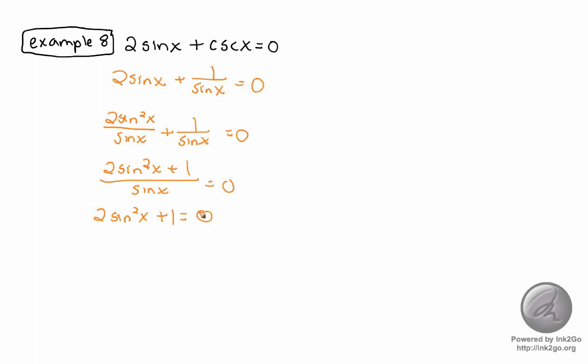And then solve. Okay, now if you're very observant, you might see a problem right now. I have something squared equal to a negative number. When can something squared equal a negative number? Well, it never can. So this is another example of a no solution equation.